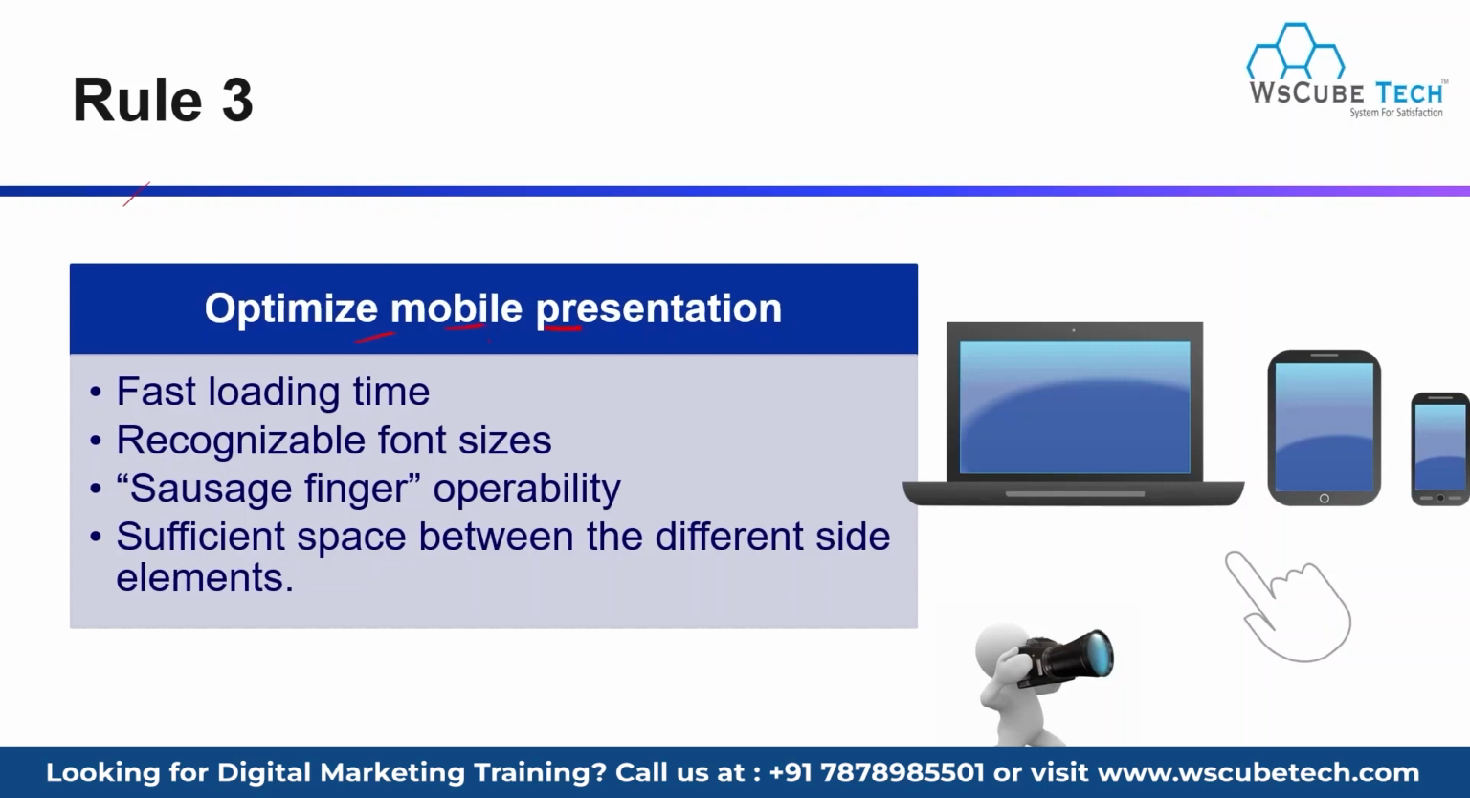Rule number 3, optimize mobile presentation. In case of mobile presentation, your website should have fast loading time, recognizable font size, and finger operability, that is sufficient space between the different site elements. And here as you can see, this is your desktop, this is your mobile phone. So your website must be responsive. In that case, the mobile presentation should also be fine.